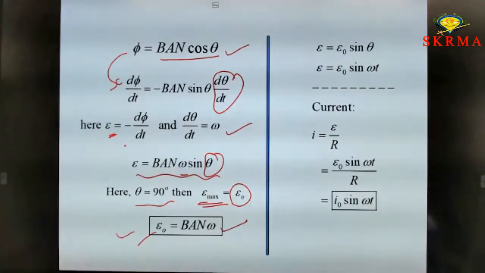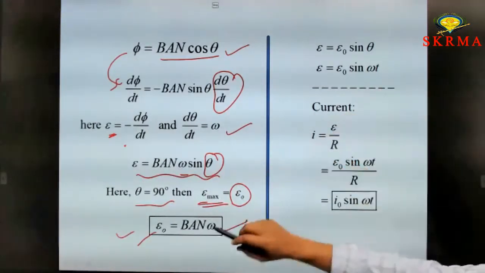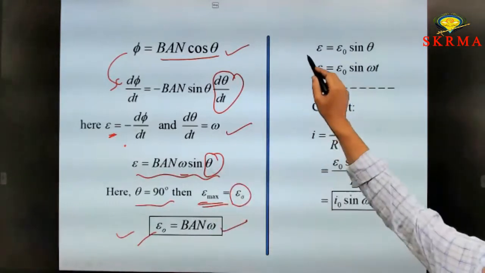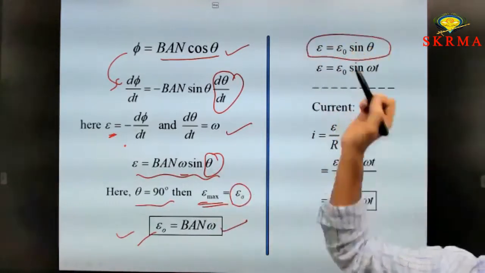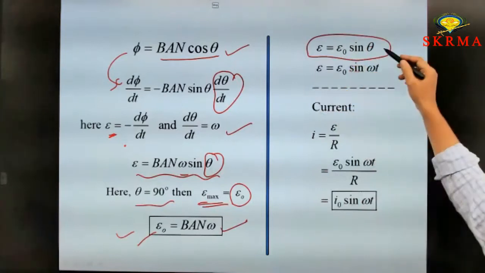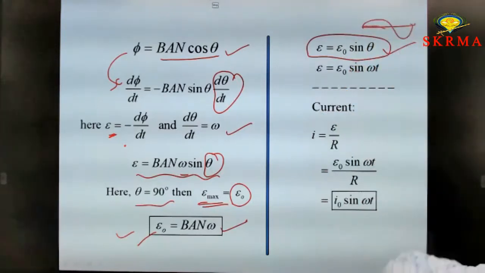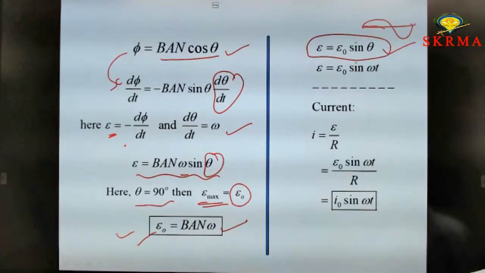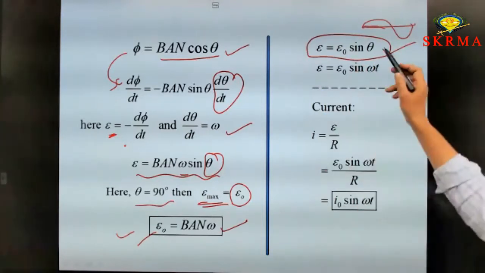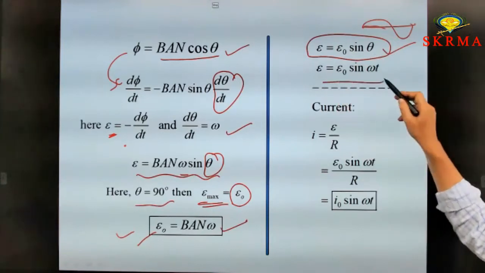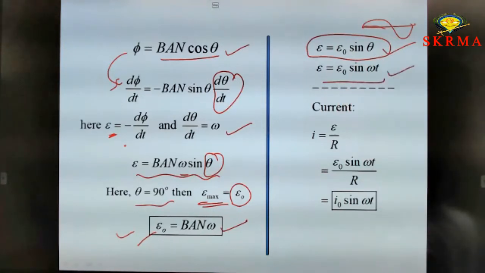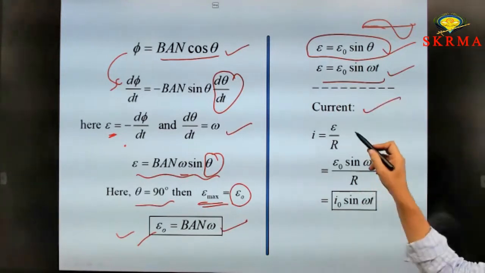In the same way, you can write the equation for the EMF of the AC generator. As it produces AC current, we represent the EMF as E0 sin omega t, that is E0 sin theta, where theta is omega t here. This is the format of the EMF induced in the AC generator. In the same way, if you write the equation for current, I is equal to E by R.